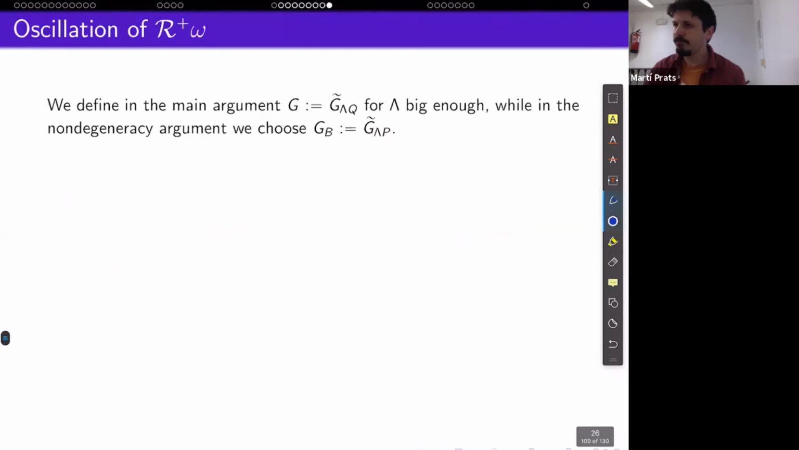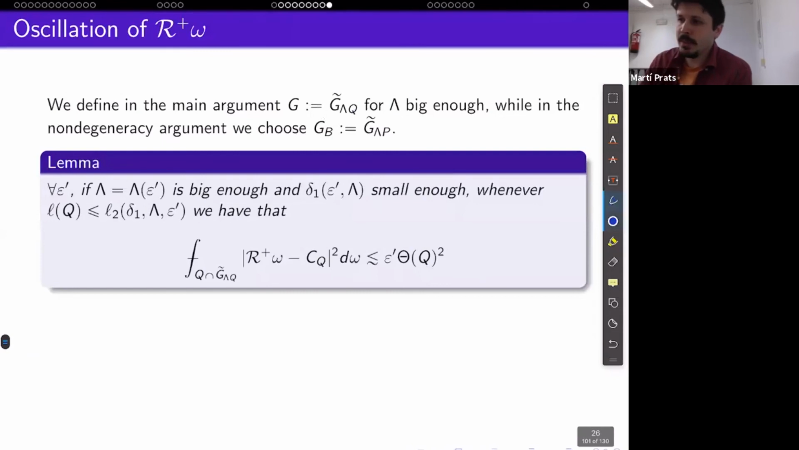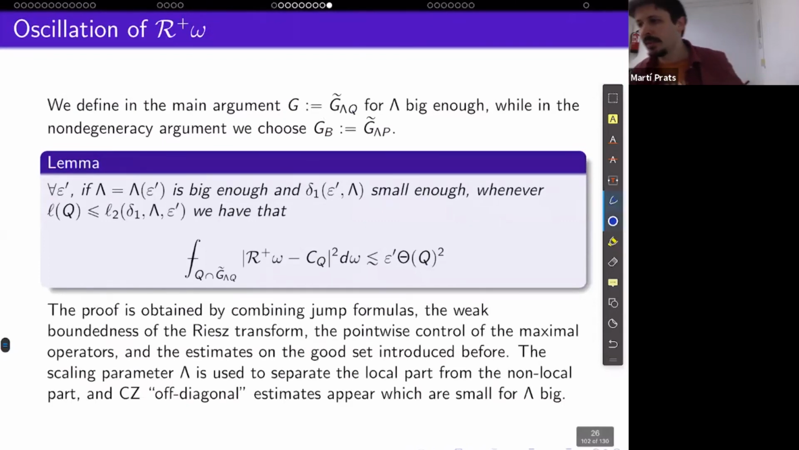Okay, what we will do is define a good set for lambda big enough. So this is for a certain rescaling of Q. And what we will have to show is this lemma. This is exactly what we want. This lemma will complete the proof. And this is what is difficult to do. It is done by combining jump formulas, weak boundedness of the Riesz transform, which we have already mentioned before, the pointwise control of the maximal operators, and estimates of the good set introduced before. All this stuff is used.